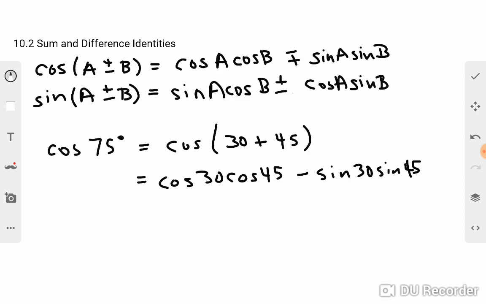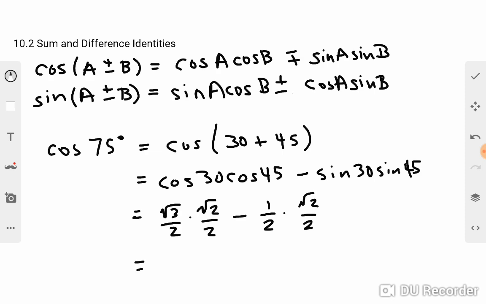Okay, now we're looking at values that we know off of our unit circle. So we know that cosine of 30 is square root of 3 over 2. And cosine of 45 is square root of 2 over 2. And we know that sine 30 is 1/2. And we know that sine 45 is also square root of 2 over 2.